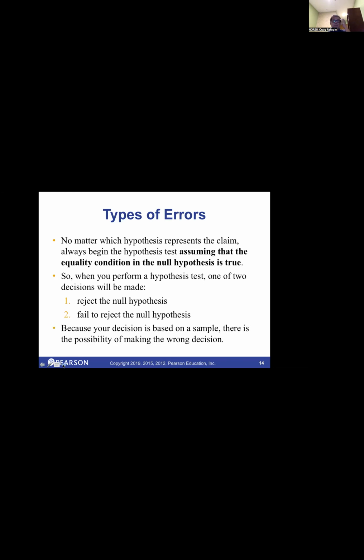Because your decision is based on a sample, there is the possibility of making the wrong decision. So take note that we do hypothesis testing because we collect data from the sample. We cannot use hypothesis testing if you collect the data from the entire population. Remember, when we collect the entire data from the entire population, that's what we call census.